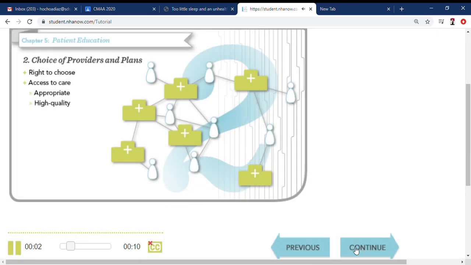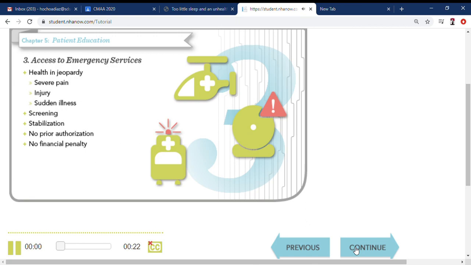Second, choice of providers and plans. Patients have a right to choose their providers, giving them access to appropriate, high-quality health care. Third, access to emergency services. If a patient has severe pain, an injury, or a sudden illness that convinces him that his health is in serious jeopardy, he has the right to receive screening and stabilization emergency services whenever and wherever without prior authorization or financial penalty.